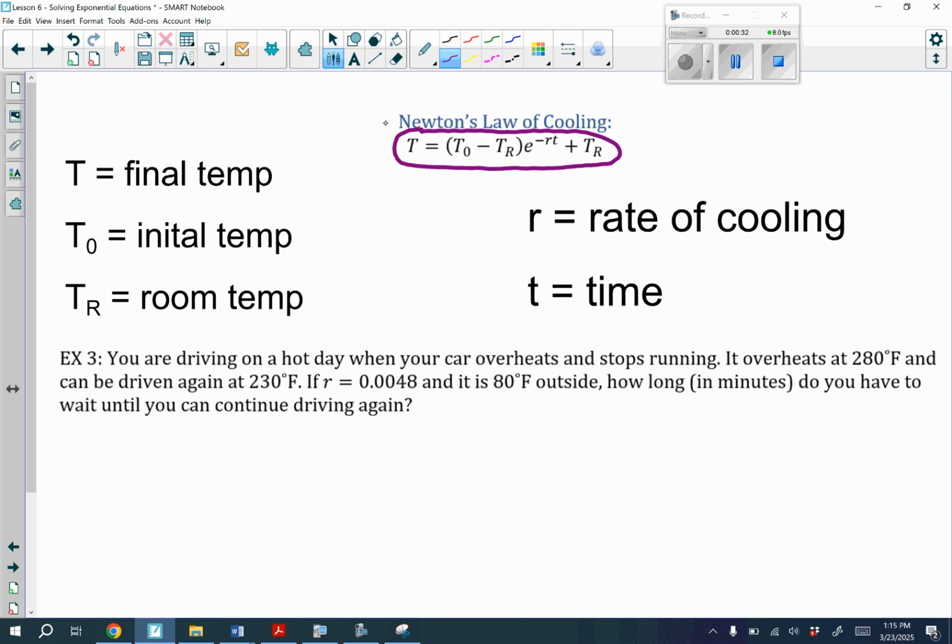T on the end is what we call your final temperature. This T sub naught, or T sub 0, we also call T naught. This is your initial temperature. Then T sub R, that's what we call room temperature. Now E, remember that is a button on your calculator. This R is the rate of cooling. When we do our rate here, it should probably already be in decimal form. And then T is going to represent time. Please make sure you pause the video to write down what all of these variables represent in your notes.